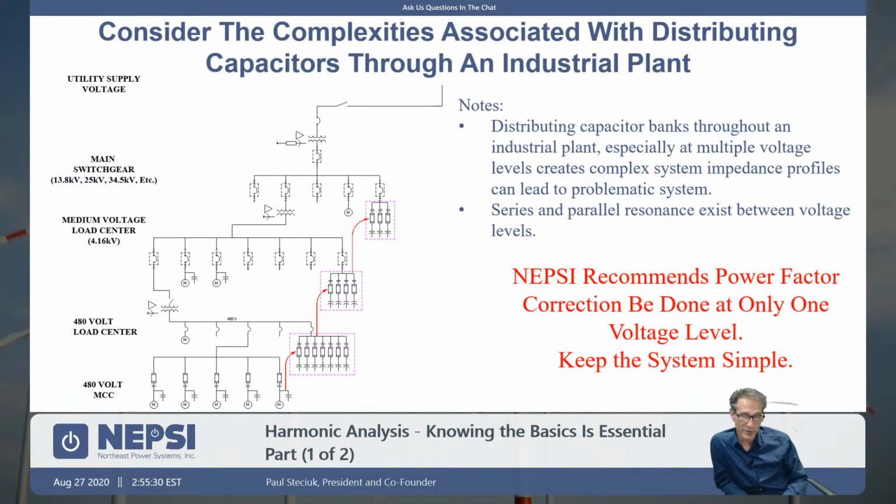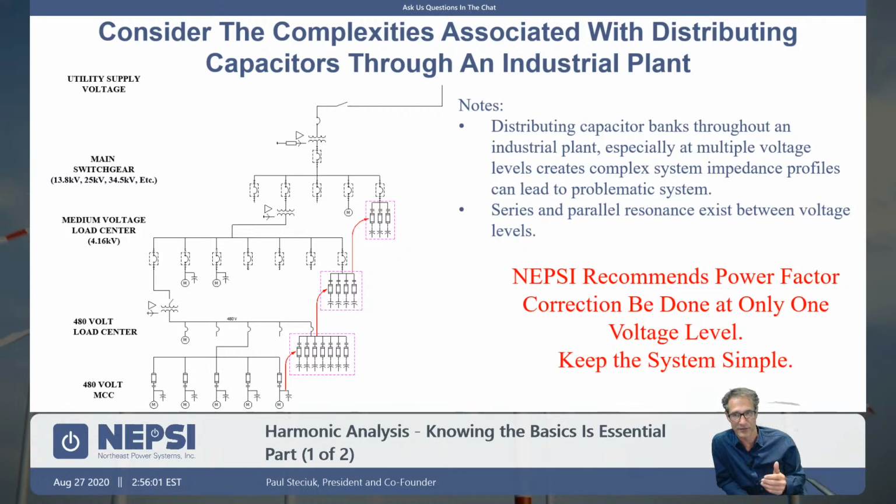The end result here is we were talking about low voltage capacitors at the 480 volt level and medium voltage capacitors. When doing power factor correction, it's often thought, okay, I'm going to place capacitors at the load. So the philosophy oftentimes is to put capacitors at the 480 volt level, at the 4160 volt level, and even at the 13.8 kV level. And the result is that you create a very complex impedance curve. You have series and parallel resonances throughout the network.